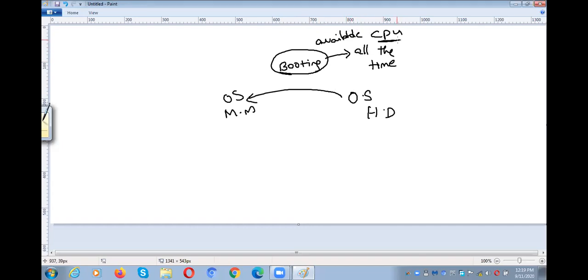The CPU can access only the main memory. It cannot access the secondary memory, right? So that is the reason why we need to keep the booting program in the main memory. Is main memory a permanent memory or a temporary memory? Temporary memory, right?